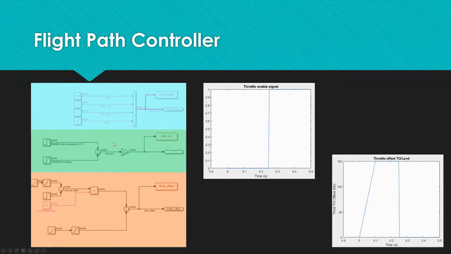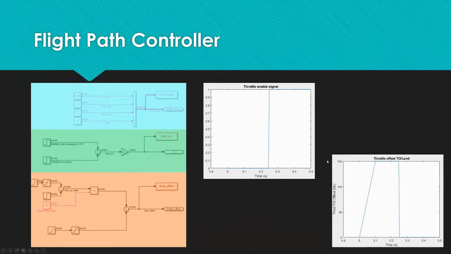Next in this green section is the throttle enable control. When the aircraft is first taking off, the throttle is disabled because of the faulty pressure sensor. And that's what this green area does. In orange is the throttle offset control. That sets the manual throttle increase to get the drone off the ground.